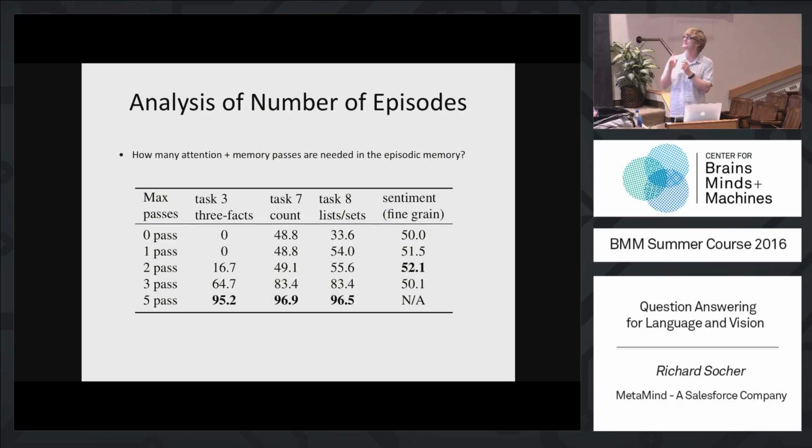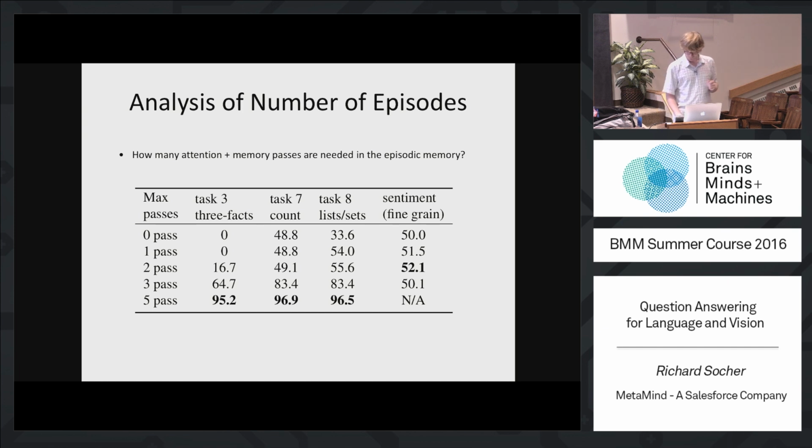Now, we did some analysis. For sentiment, we just need 2 passes. And for some of these tasks, like very transitive reasoning, we really do need 5 passes to agglomerate all the facts. And this is if you don't give any supervision of which facts to pay attention to in what sequence. You just give it this long story with 20 to 50 different sentences, and the question and the final answer. And it needs to figure out which sequence of sentences may have been relevant and so on.